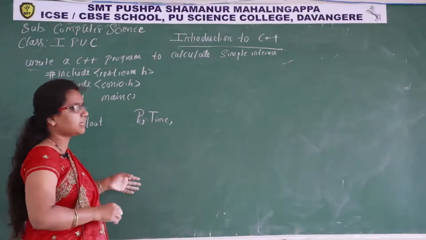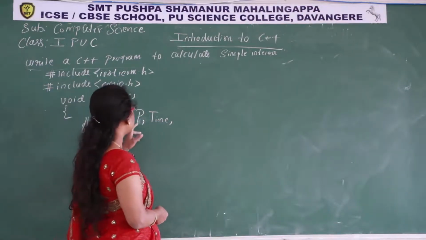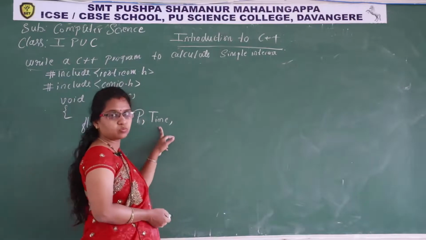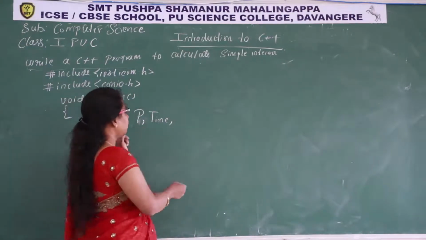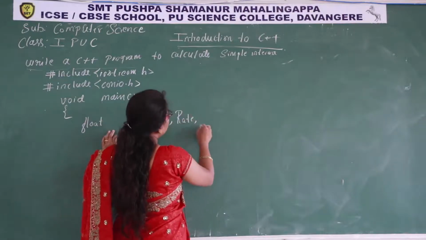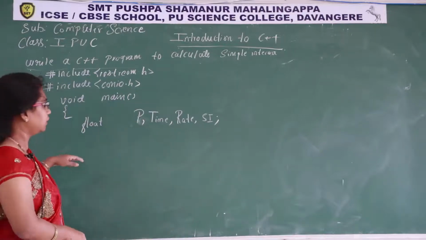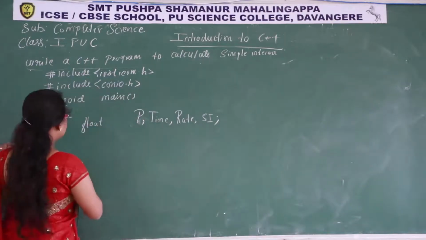So always we had taken only characters. Now let us change the variable name pattern. I have taken a character, here I have taken a string, one word. Time, R, rate of interest, and SI, I'll take for simple interest. To store the result, I have taken SI here.